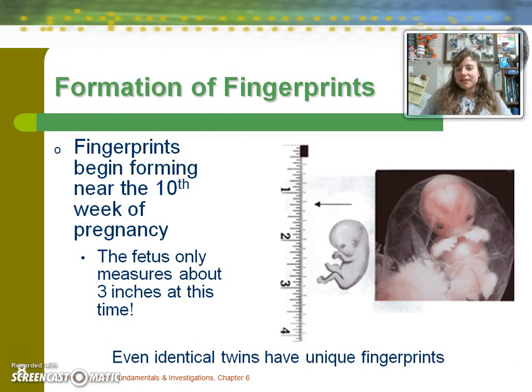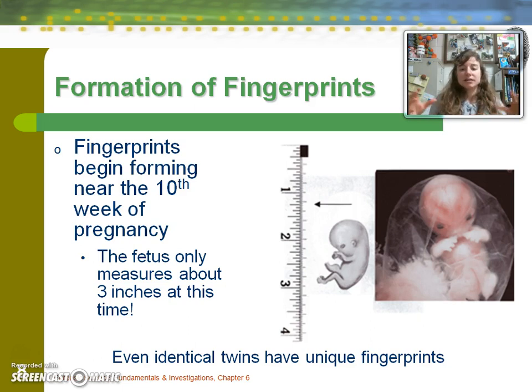The other amazing thing is that this happens at 10 weeks in utero. This is when the fetus is just about 3 inches long, and already at that point the fingerprints are developing. Even identical twins have unique fingerprints, and this is believed to be because fingerprints have some of their origins in the environment, in the amniotic sac.